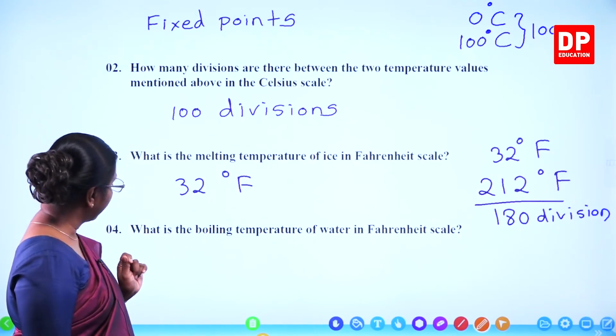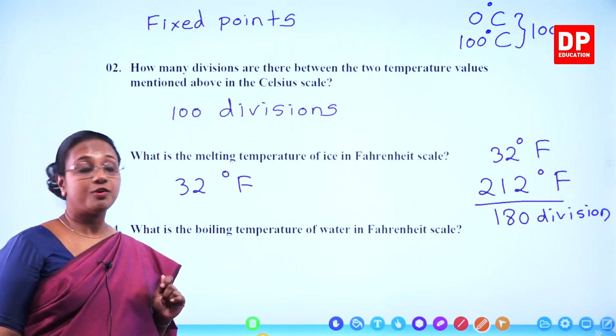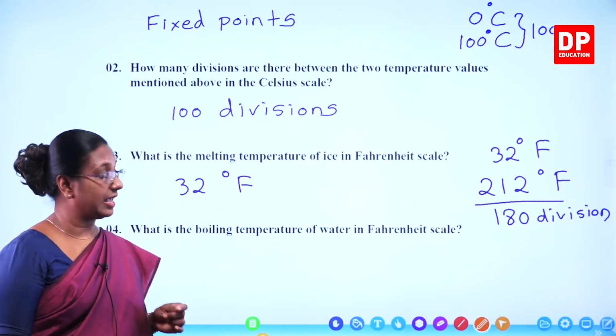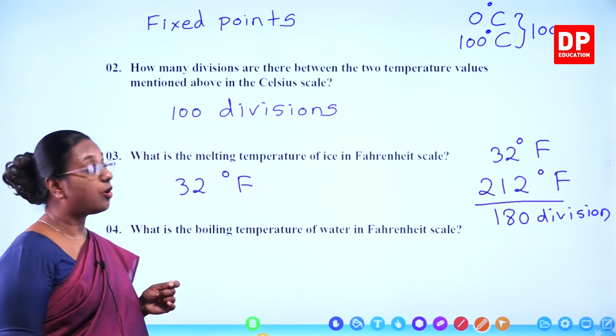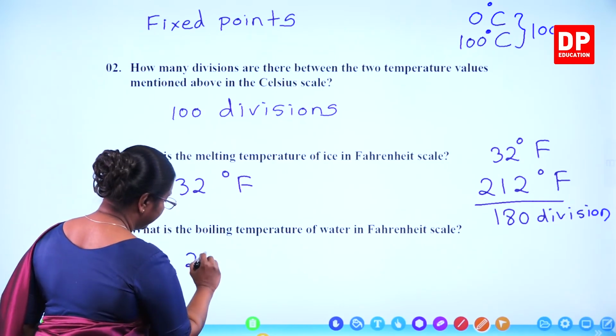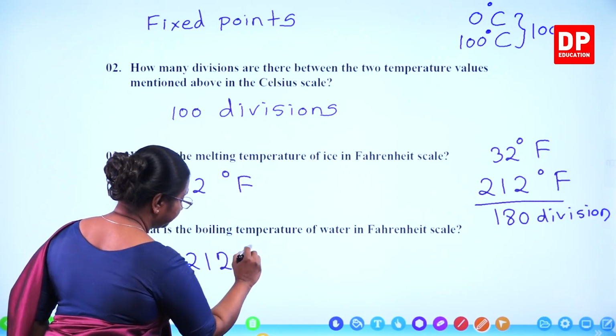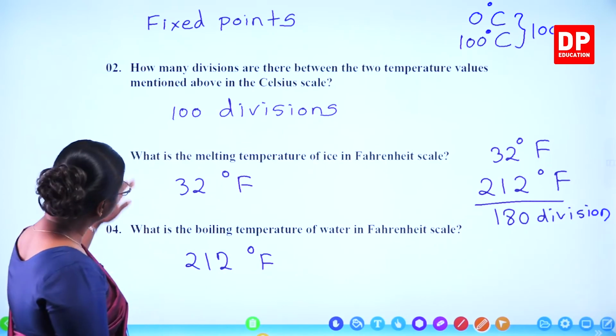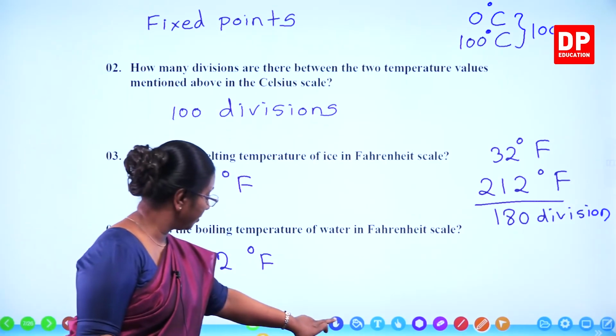And the fourth part, what is the boiling temperature of water in Fahrenheit scale? So what is the boiling point of water? 212 degrees Fahrenheit. So those are the answers for these questions.